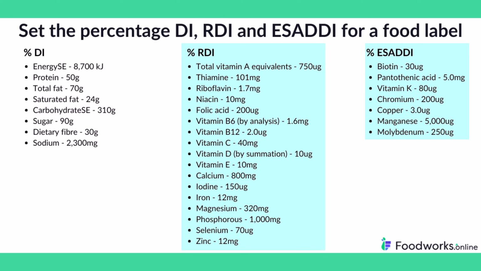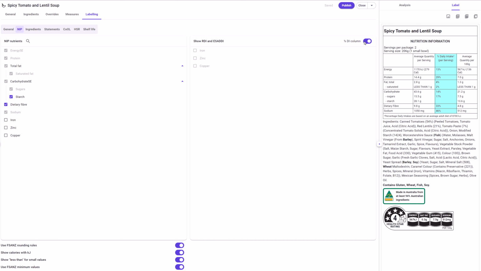You can now see that my label has an additional column to display the contribution of a single serve of this recipe to the recommended daily intake of energy, protein, fat, saturated fat, carbohydrates, sugars, dietary fiber, and sodium.